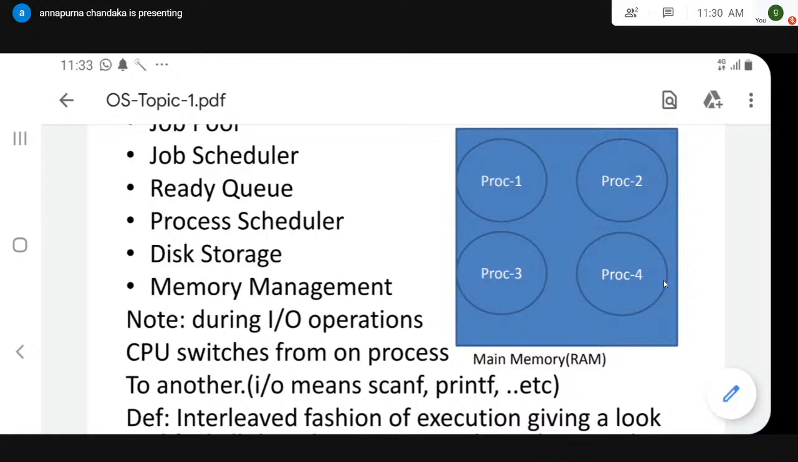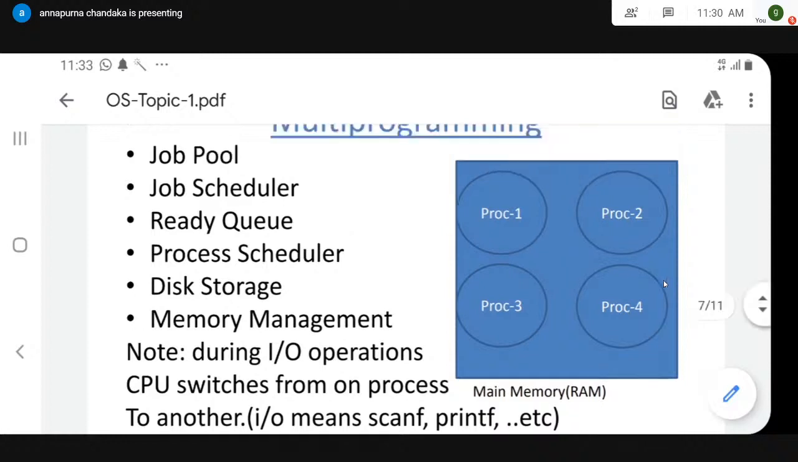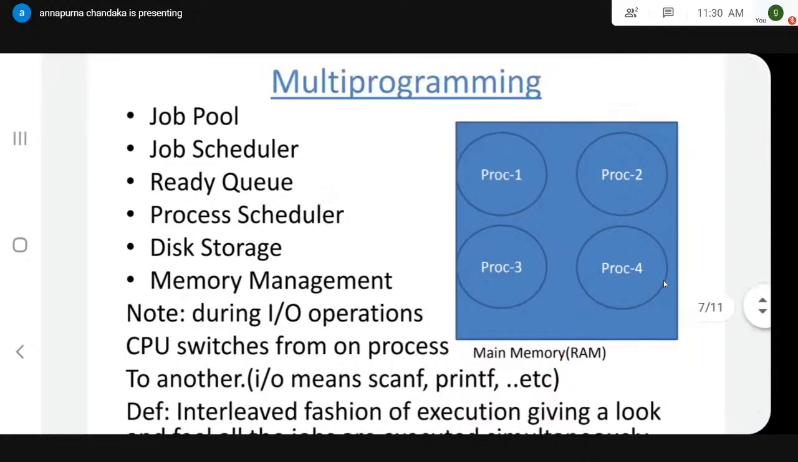This kind of a concept is going to be called multi-programming. In multi-programming, more than one program can simultaneously reside in main memory during the execution of one program. In case any program requires an IO operation, the CPU does not sit idle. It simply switches from one particular process to another process. While executing the second process, in case that also requires an IO operation, the CPU does not sit idle. It simply switches from that job to another job.